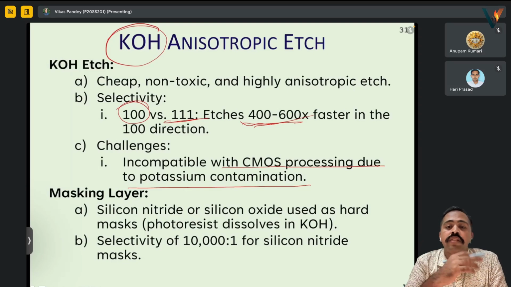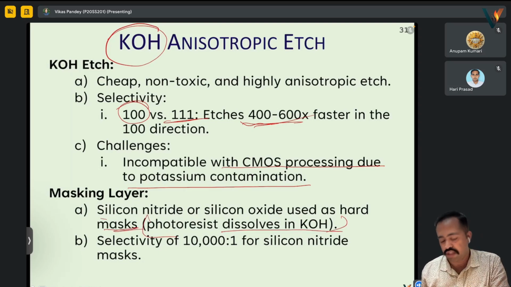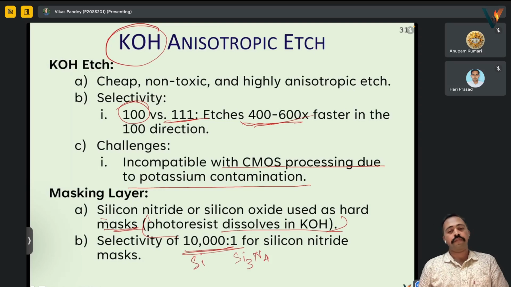Silicon nitride or silicon oxide is used as the masking layer because photoresist dissolves in KOH. For a silicon nitride mask, it has a selectivity of 10,000 to 1, that is, silicon 10,000 and Si3N4 1. So we don't have to worry about the mask at all. In this case, almost negligible change will be there.